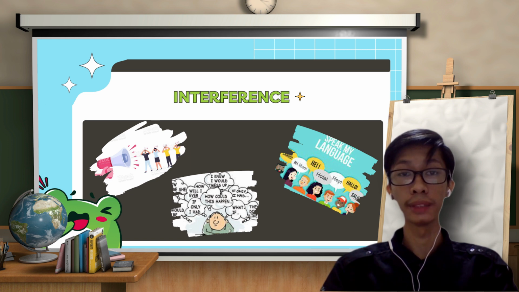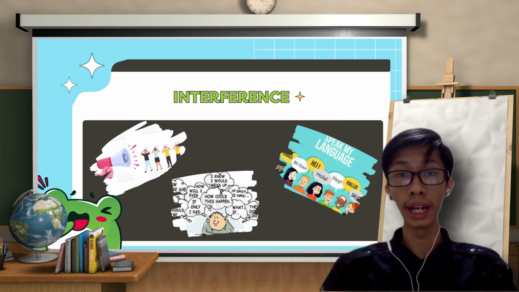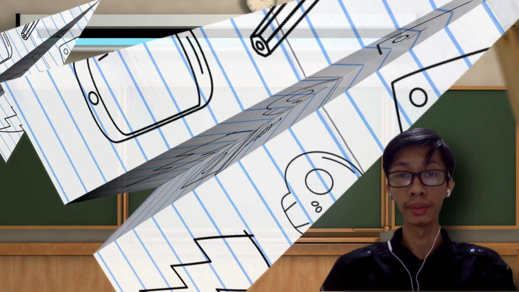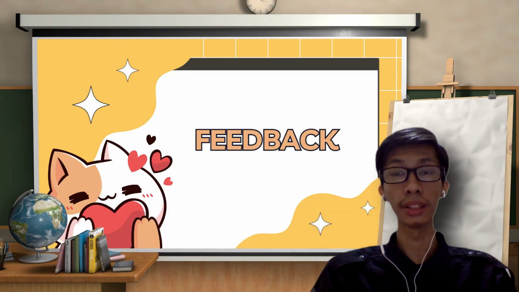The first one is physical. This includes sights, sounds, and other stimuli in the environment. The next one is psychological. This includes internal distractions based on thoughts, feelings, or emotional reaction to symbols. Lastly, linguistic and cultural barriers pertain to the language and its cultural environment. Feedback refers to the answer or reaction of the receiver to the received message. It may be written, spoken, or acted out.